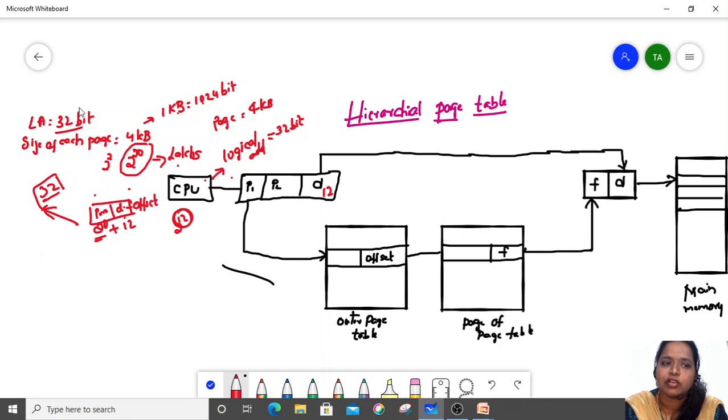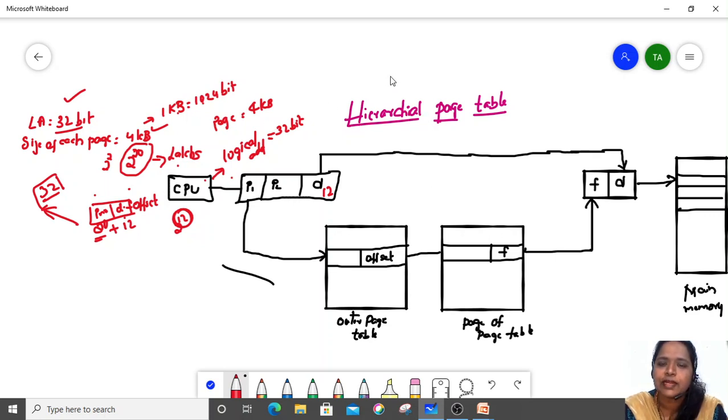So suppose the logical address is 32 bit, and the page size is 4 KB. A 4 KB can be written as 2 power 2, 1 KB is equal to 1024 bits, and 4 KB means 2 power 20. That means it is crossing lakhs of pages. So accommodating these lakhs of pages in a single page table is very difficult. So what we are going to do is have a hierarchical page table.